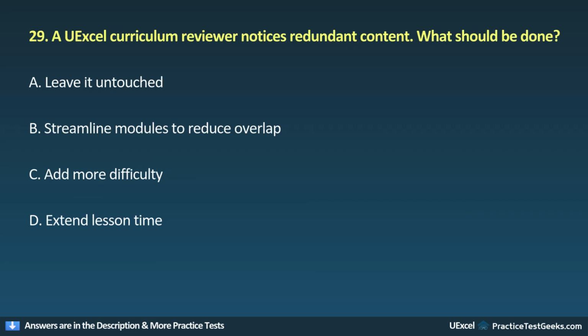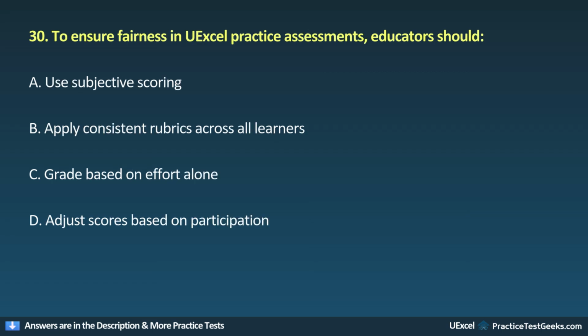29. A UExcel curriculum reviewer notices redundant content. What should be done? A. Leave it untouched. B. Streamline modules to reduce overlap. C. Add more difficulty. D. Extend lesson time.